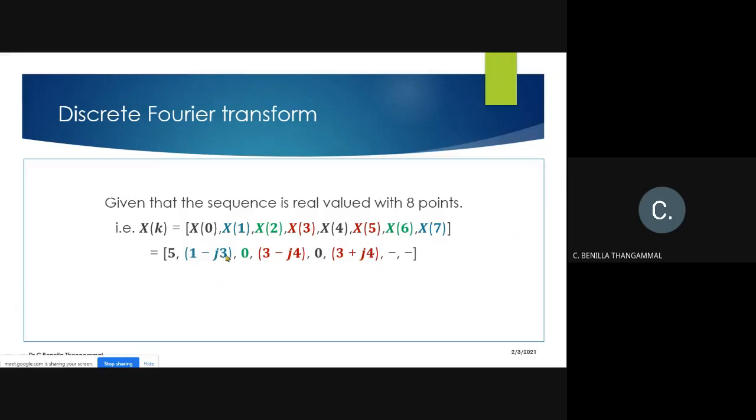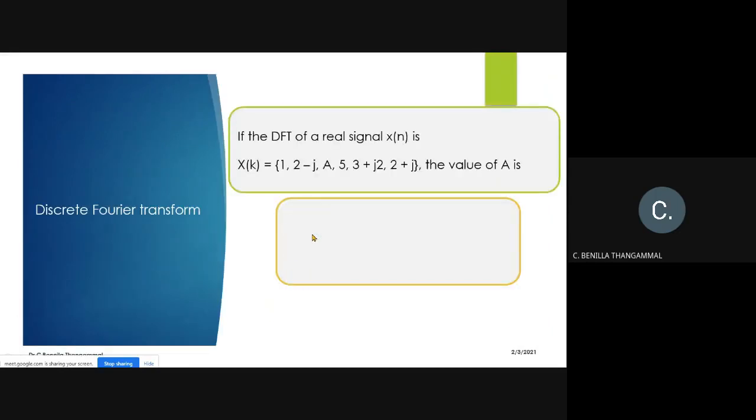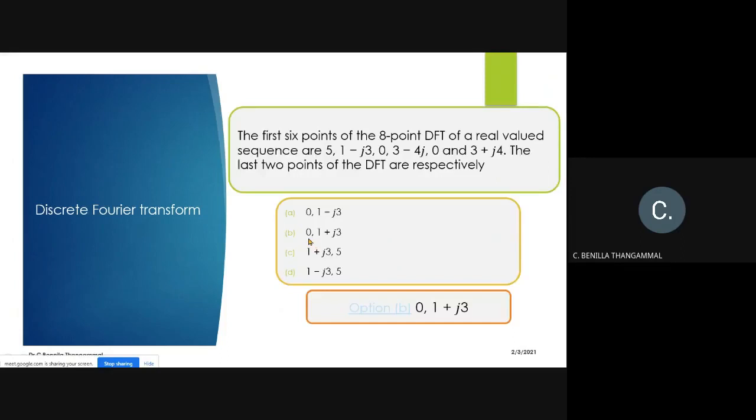And for 1 minus 3j, your x of 7 will be 1 plus 3j. So the real value will not have any change. In the imaginary part alone, the sign change will be there. So minus 3j becomes plus 3j. So your values will be 0 and 1 plus 3j. So your option will be B, 0, 1 plus 3j.